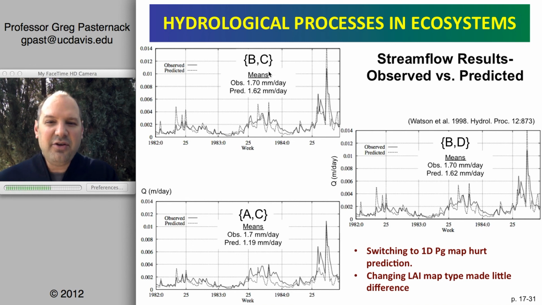On the other hand, if we take the 3-dimensional precipitation distribution and simplify it to a 1D interpolation, we do get a significant effect. So whereas the observed mean flow is 1.7 millimeters per day, that drops to 1.19, and that's a significant degradation in the model.